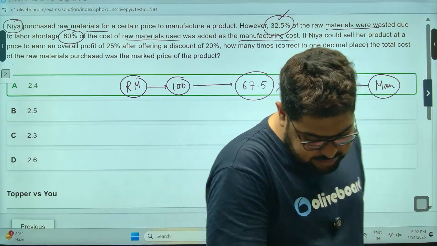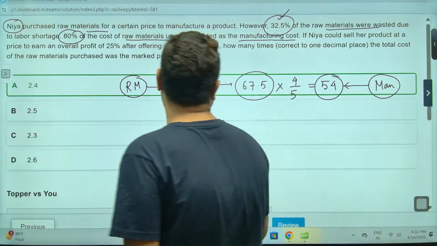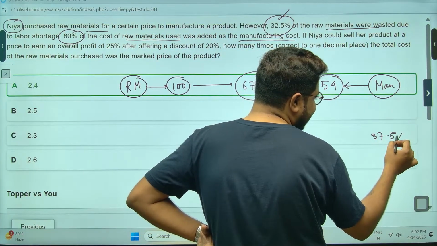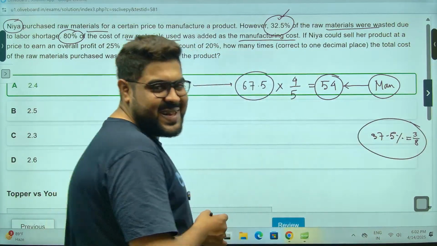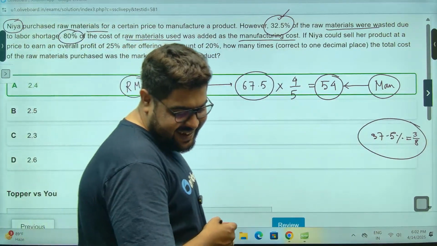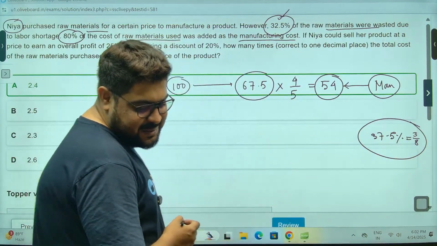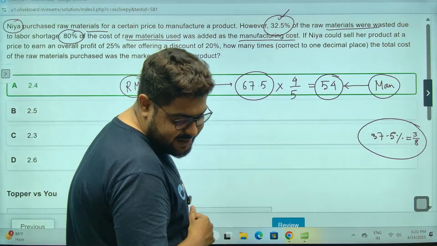Yes, you can do that. 3/8. No, Reena, there's a problem. That is 37.5%, that is 3/8, Reena, not 32.5. If it were, I would have taken that. Reena, this is a small mistake. Looks very similar, right?